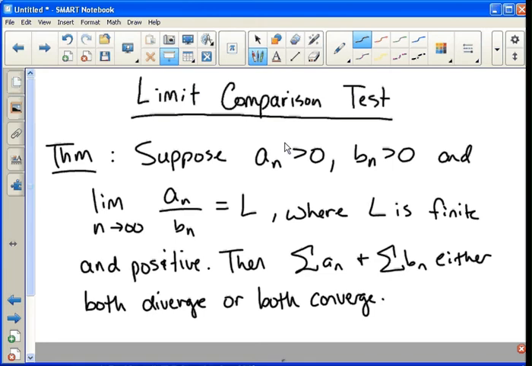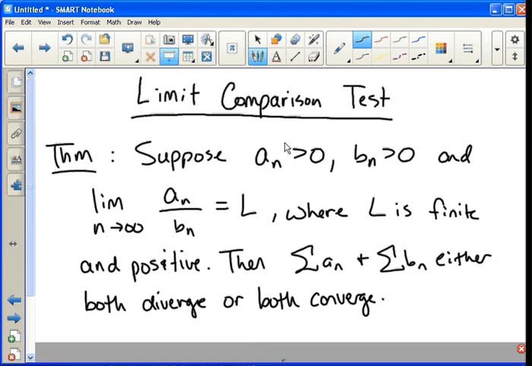So let me try to interpret this for you. This time it does not matter which one's bigger or smaller, like it did with the direct comparison. We're just concerned that they're both positive. We take them and put them on top of each other in a big fraction, and it does not matter which one goes on top. You take the limit as n approaches infinity of one sequence over the other, and if you get a finite positive answer, then the series both do the same thing.